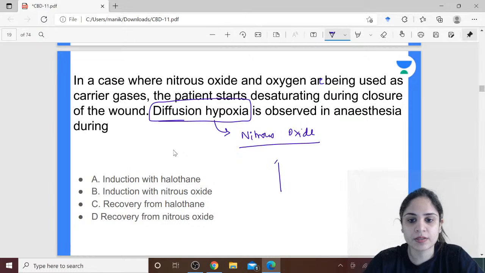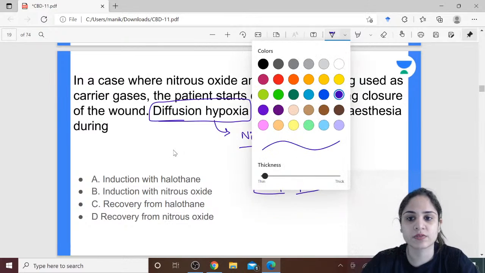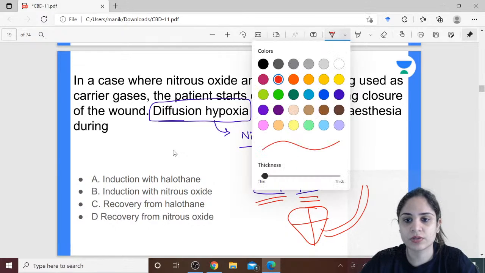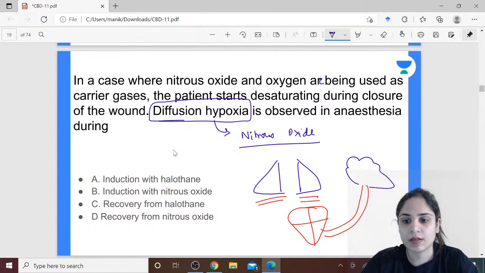Remember, nitrous oxide is highly lipid soluble, so it crosses all the membranes of the body very easily. So this is your lungs, these are your pulmonary blood vessels, this is my heart. From my heart my aorta is going, and here I will draw the brain. Whenever I am using nitrous oxide, initially it will reach the brain, and once it is switched off at the end of surgery, I want to wake the patient up. When I switch off the nitrous oxide, it will quickly go from the brain back to the blood vessels. It will go through the venous system, not through the aorta.